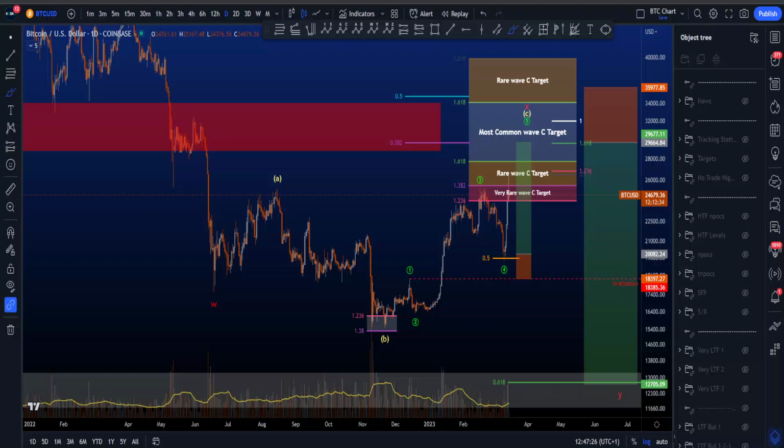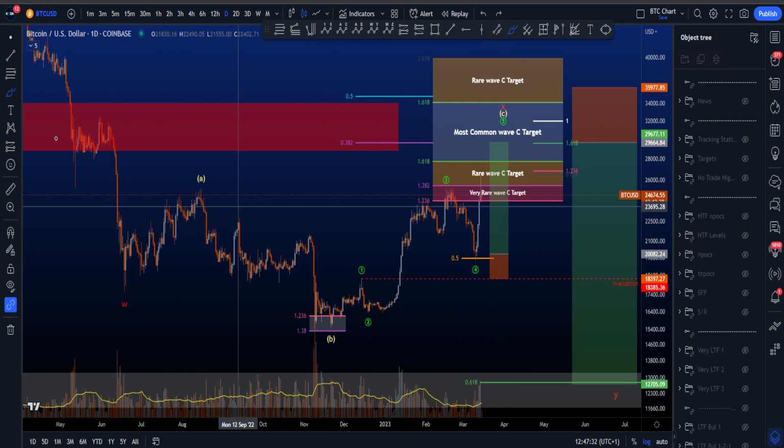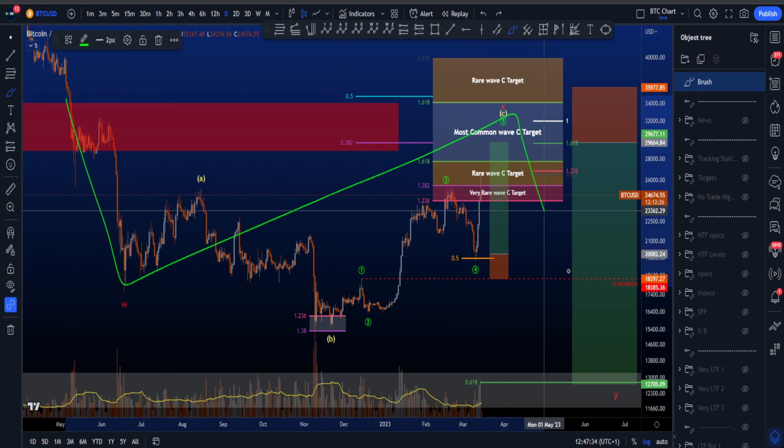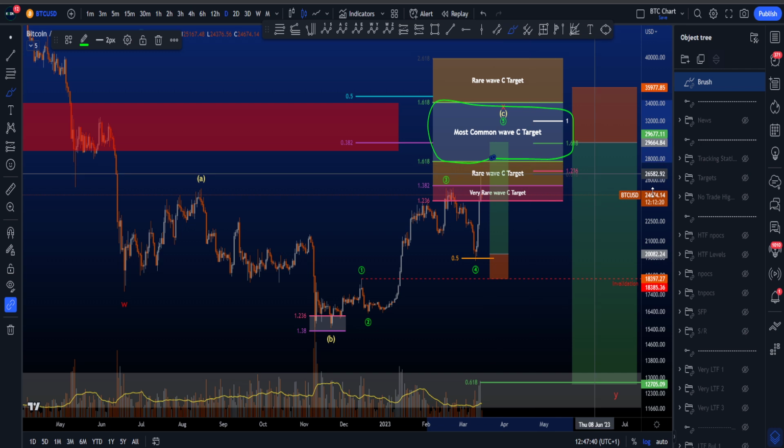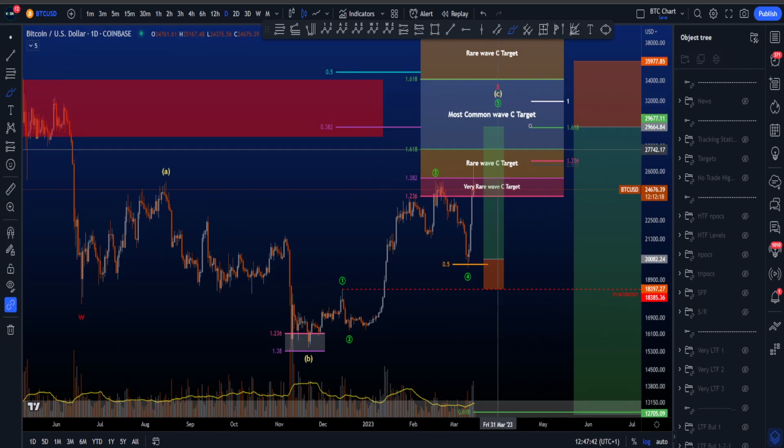Hi everyone, let's go through my preferred scenarios on the high time frame, medium time frame and the low time frame, including potential trading setups. So on the high time frame, we're looking for a WXY with inside the X an ABC expanding flat that didn't yet reach its target, which is the white box over here. That is the most common wave C target between 27.7K and 34K.